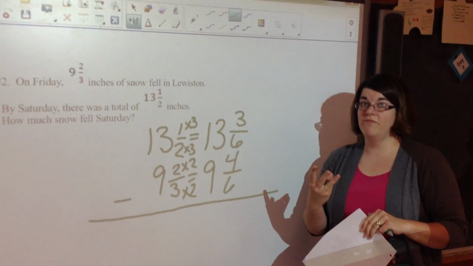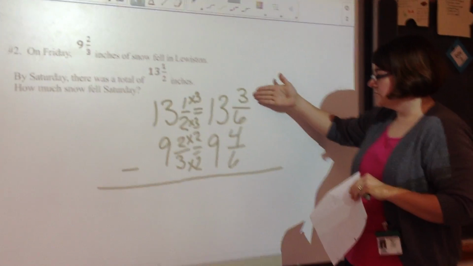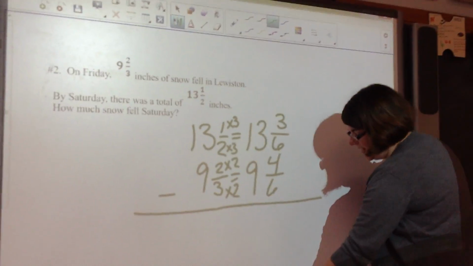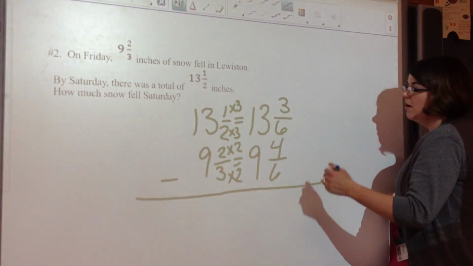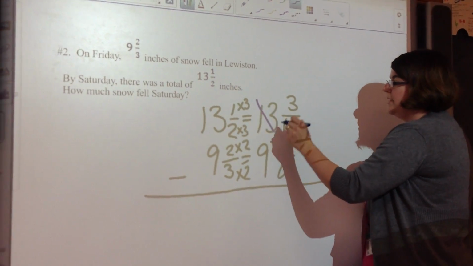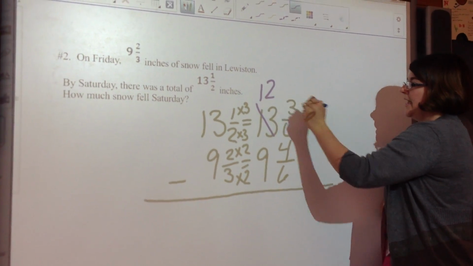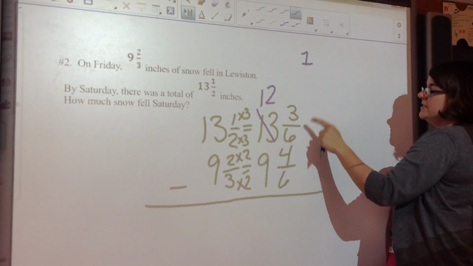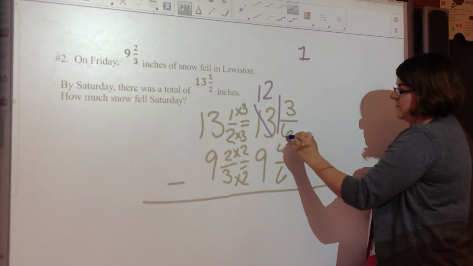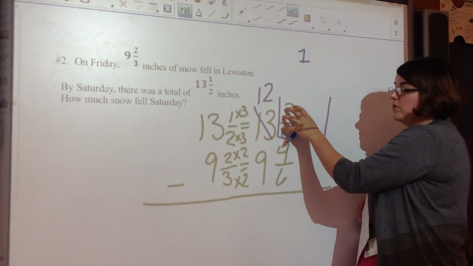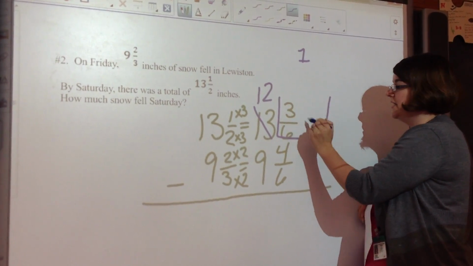we can't take away 4. There's not enough here. So we're going to have to borrow. And when we borrow, you go to the whole number, make the 13 a 12, and that whole number needs to come over to be with this fraction that's already there. We're not getting rid of this, we're just adding to what's already here.